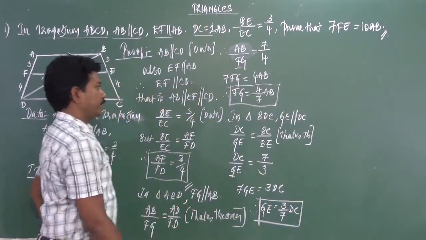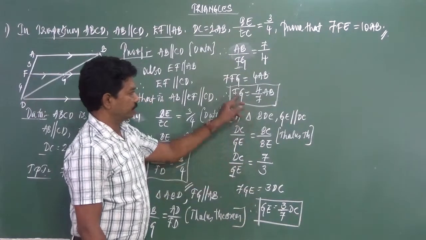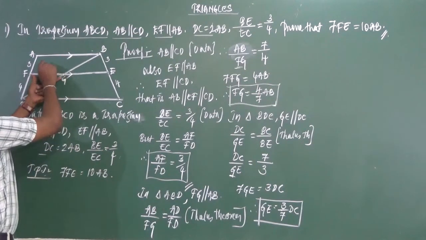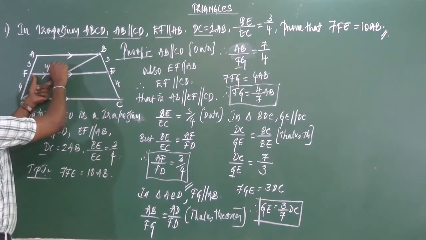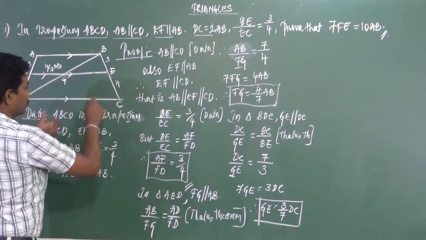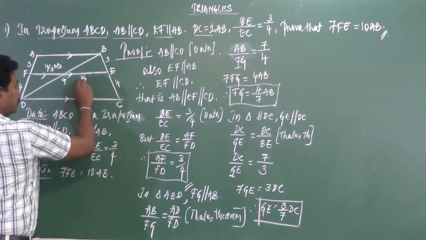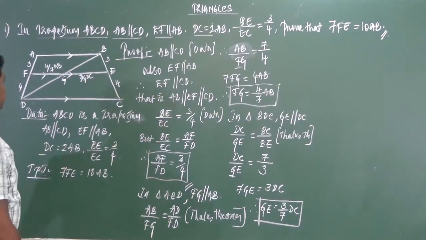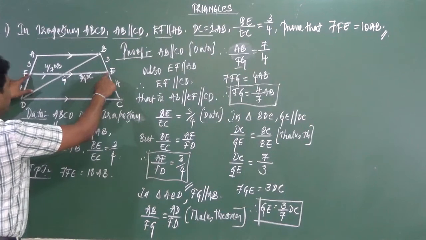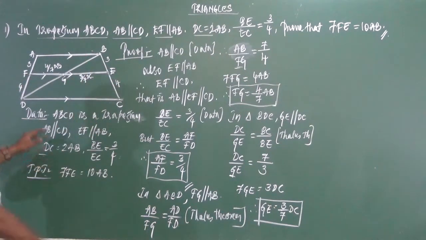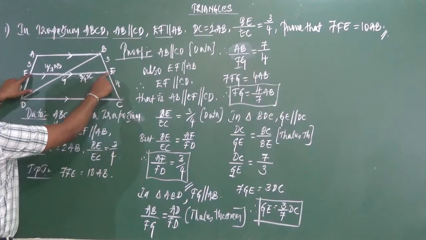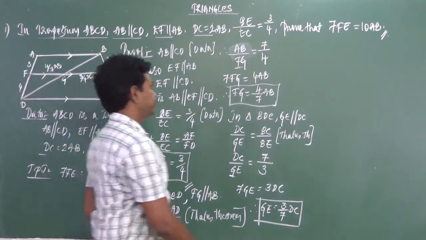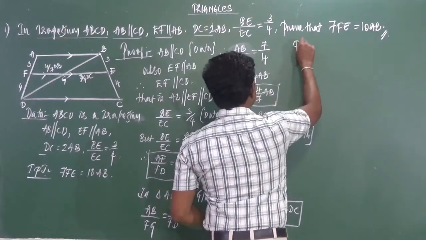Very important result. Both the results are very important. So FG is equal to 4 by 7 AB, and GE we have got 3 by 7 DC. Now, what is FE equal to? FE is equal to FG plus GE.